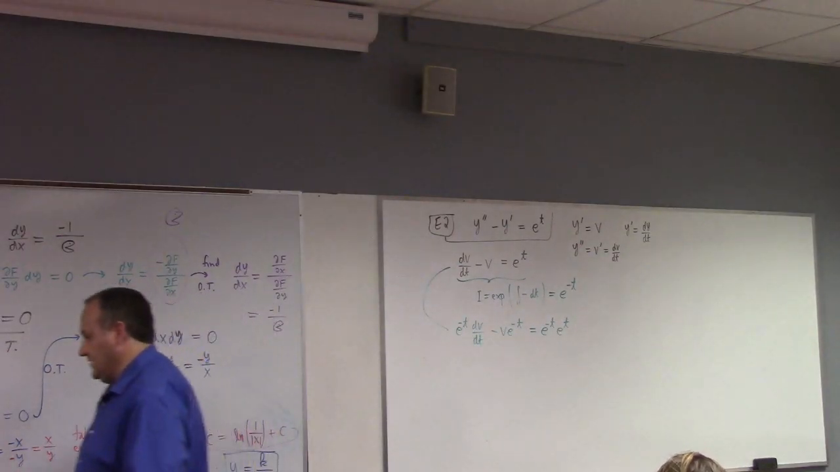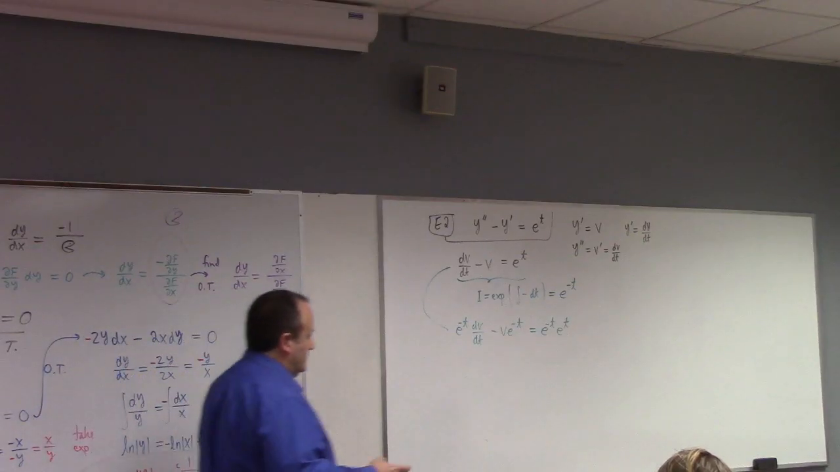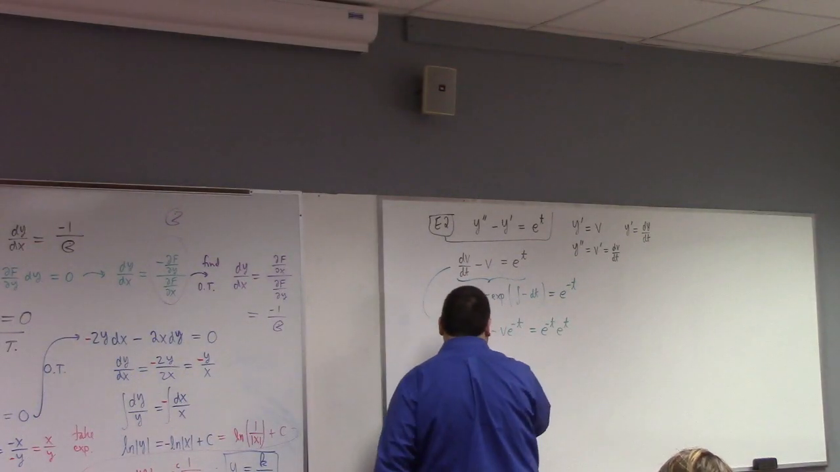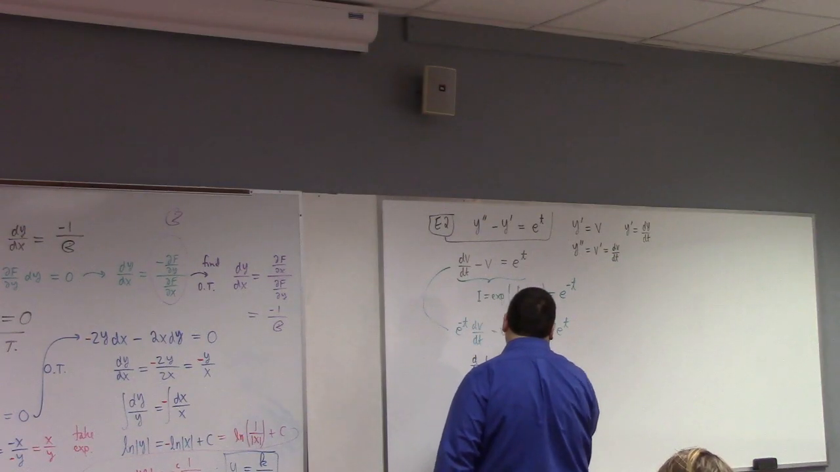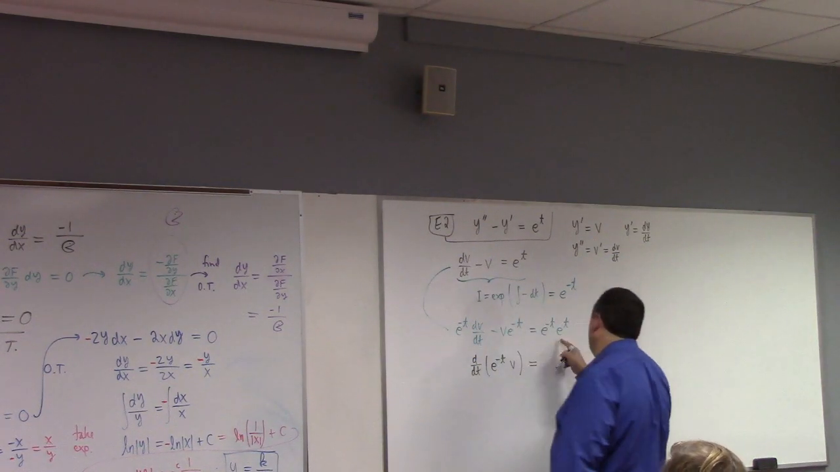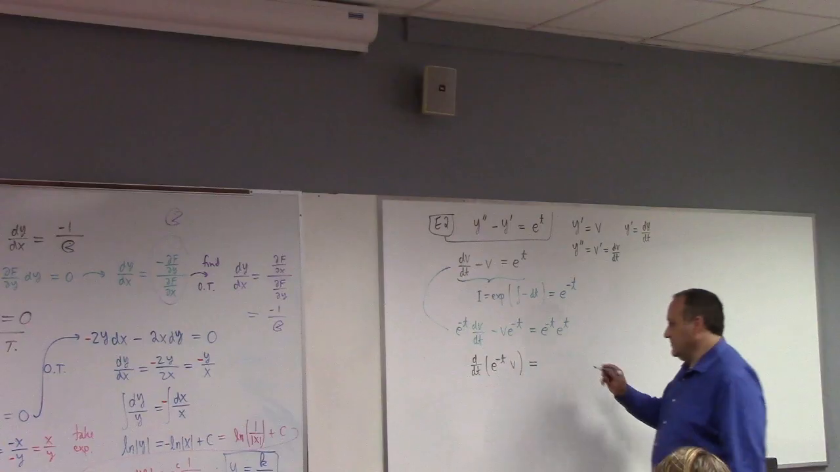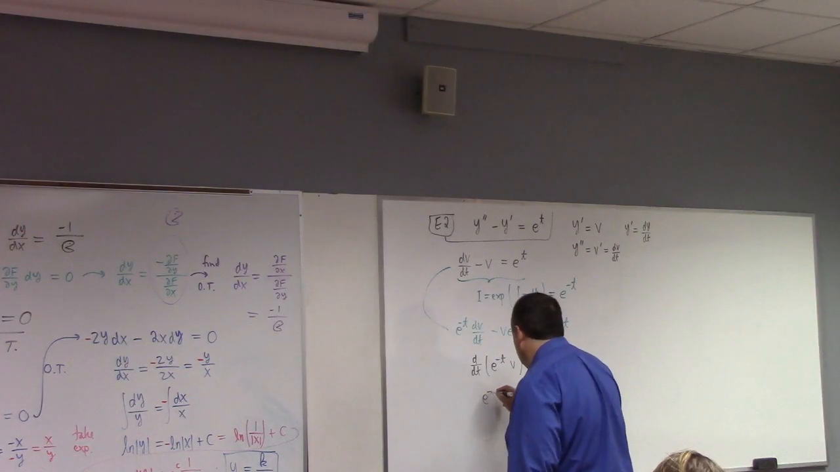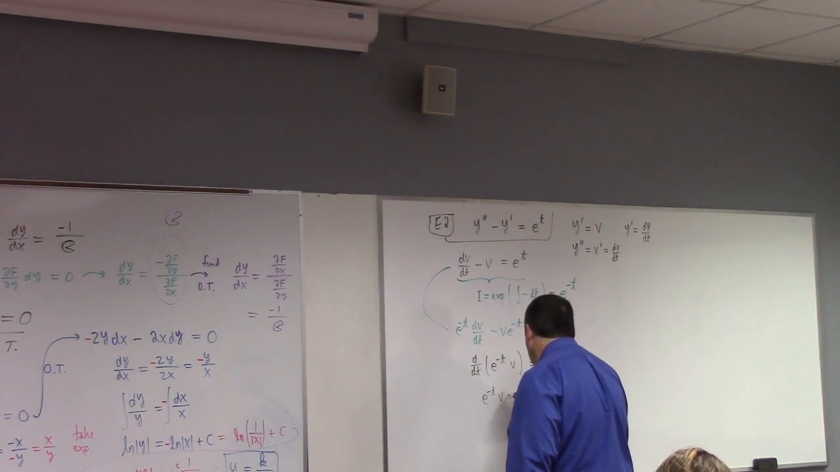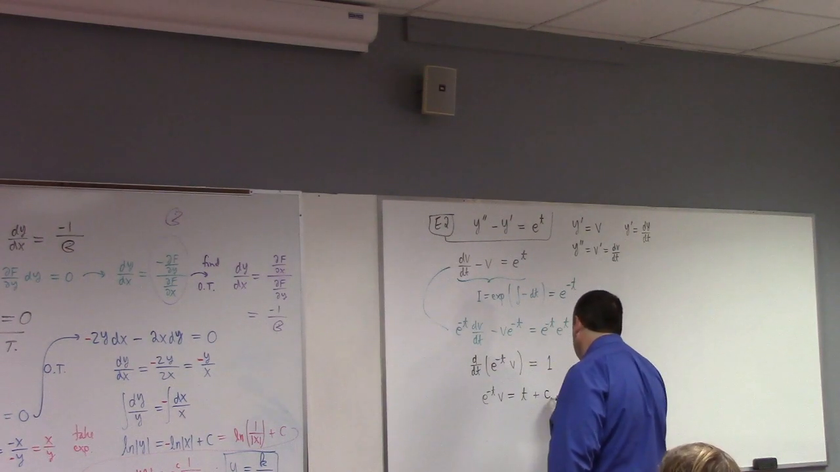So do your reverse product rule. What do you got? You got yourself d/dt of e to the minus t times v, is equal to, what is e to the minus t times e to the t? Well, that's 1. Yeah, that's 1, right? Now integrate this thing. What does it get? It gets you e to the minus t times v is equal to t plus a constant. I'll call it constant 1.